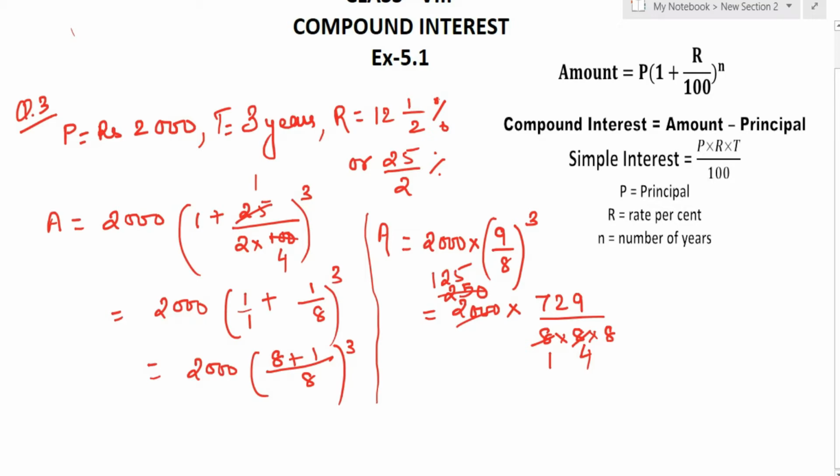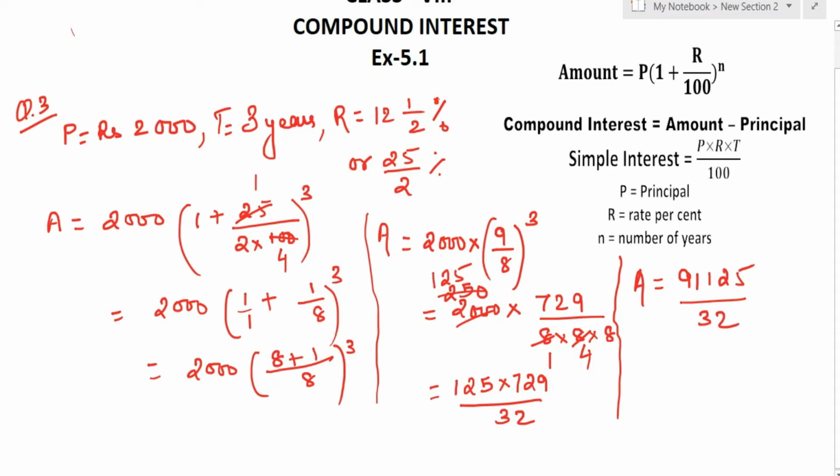Now further we cannot cancel, so we will write down this 125 into 729 upon, we are getting 8 fours are 32. Now let's go ahead. So let us multiply 125 and 729. After multiplying 125 with 729, we are getting 91,125. Now as we divide it by 32, we need the answer correct to two places of decimal.